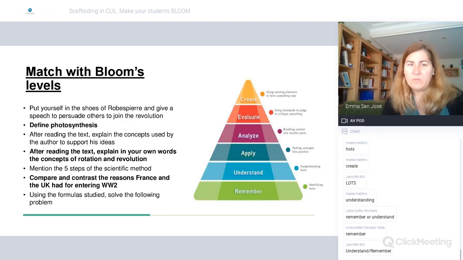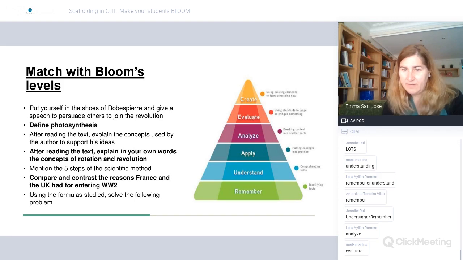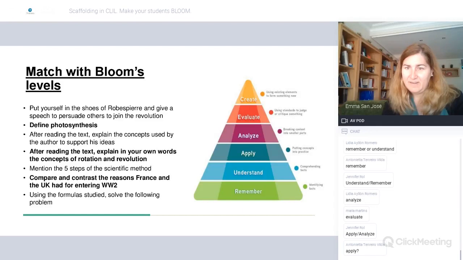What about this one? They explain the concepts used by the author to support his ideas. We know that it's in the higher order thinking skills, okay. And Maria, you say, sorry, Lydia, you say analyze. Maria, you say evaluate. Okay, I wouldn't go to apply. No, it's further higher there, okay. It has to be there, remember, top activities.